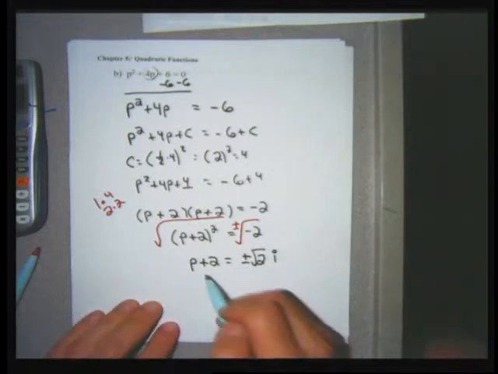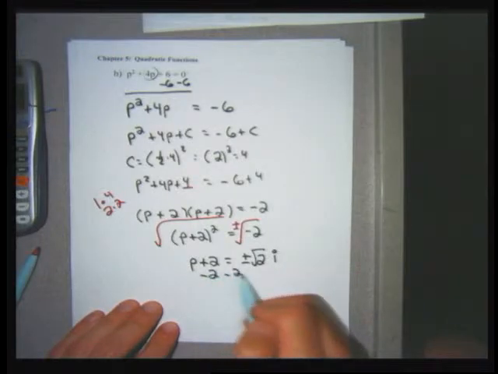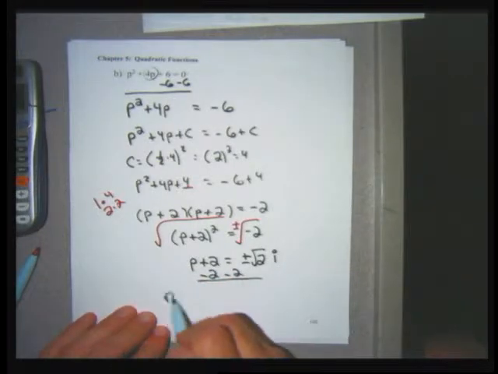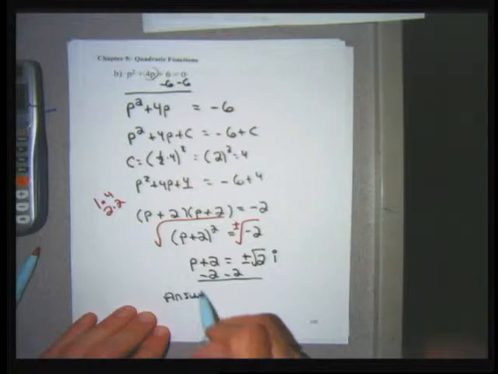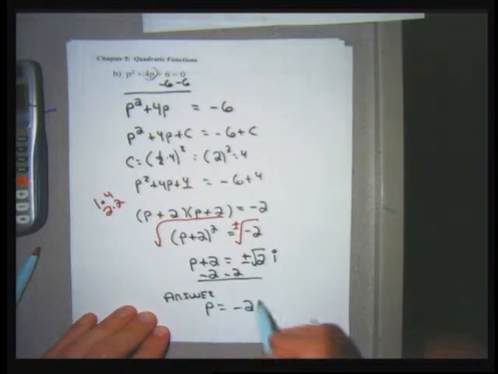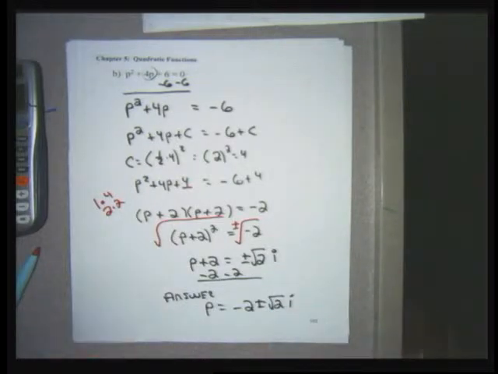So I expect a plus or minus in my answer, and now I'm just going to subtract 2 from both sides. And that's going to lead me right to my answer. I'm going to write p equals minus 2 plus or minus the square root of 2 times i. And the i shouldn't be under the square root, it's after the square root.